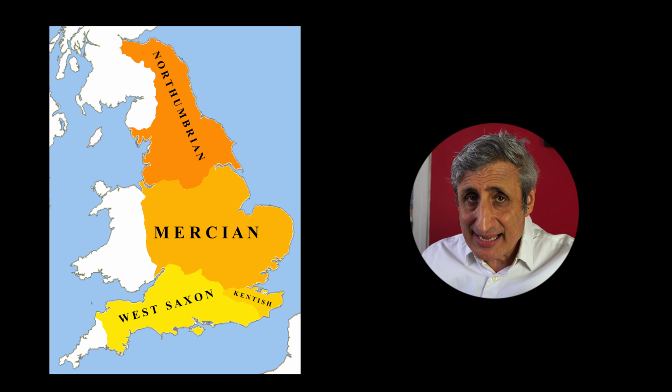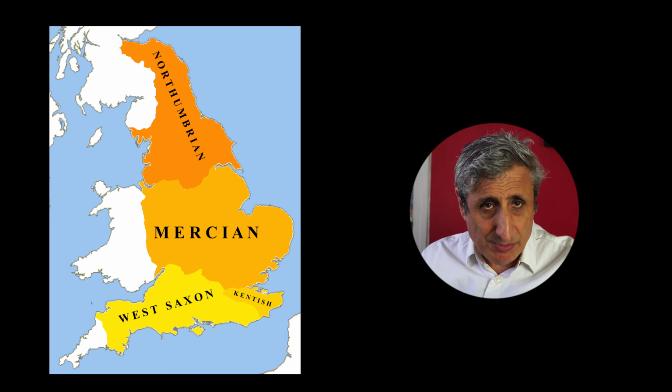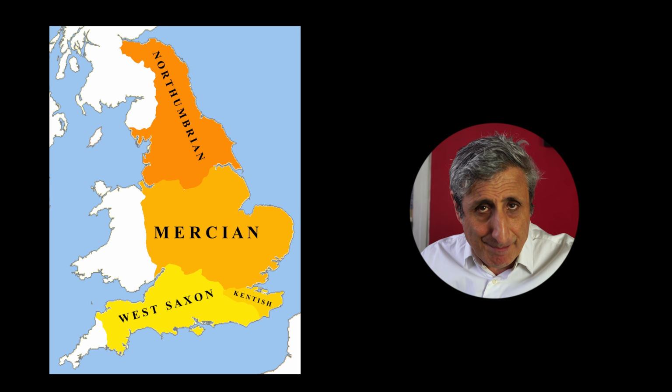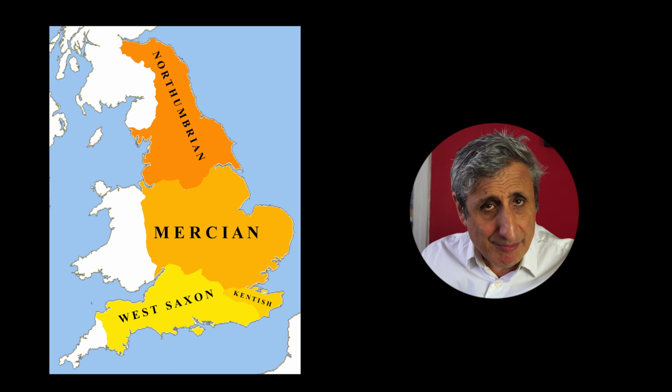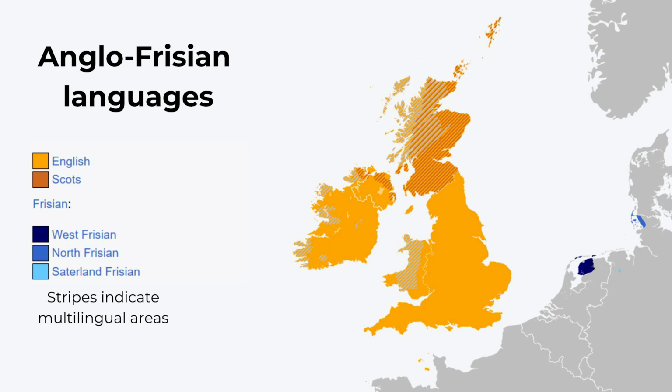The Anglian dialect can be further divided into Mercian, spoken between the Thames and the Humber rivers, and Northumbrian, spoken to the north of the Humber. Side note here, the part of the Northumbrian dialect in Scotland got split off from the part in England and it evolved into the Scots language. That's a subject for another video.